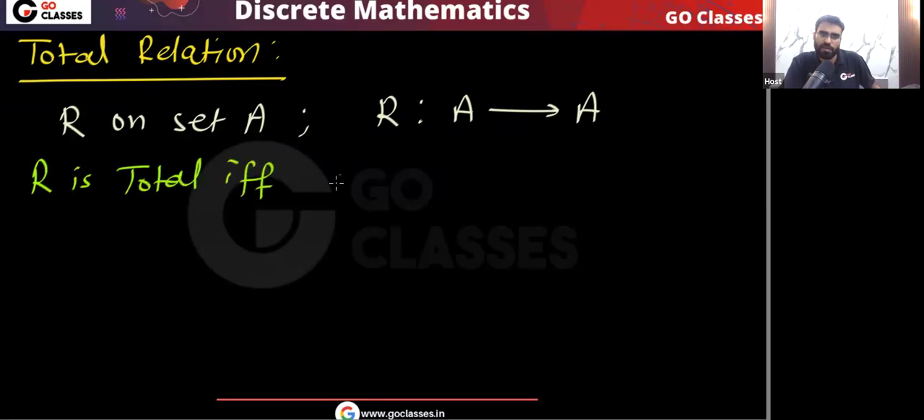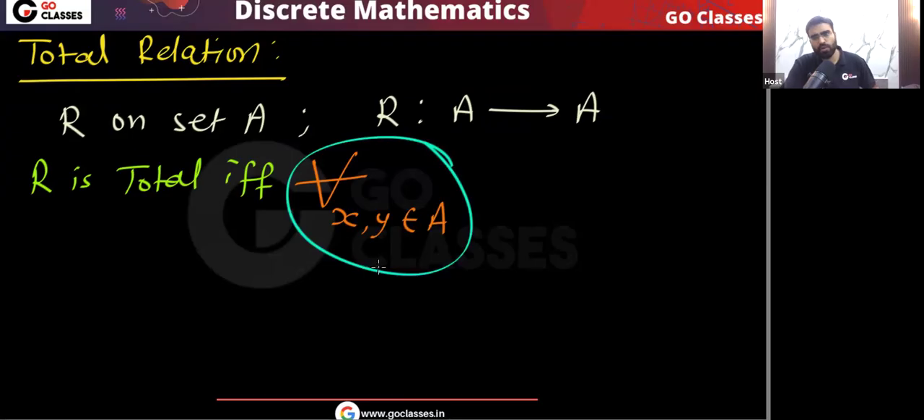if and only if, the definition is like this: for all X, all Y in the base set. Tell me, when we write like this, for all X, for all Y in the base set, they can point to the same element or to different elements, because X is also an element of A, Y is also an element of A. They can be the same or different.